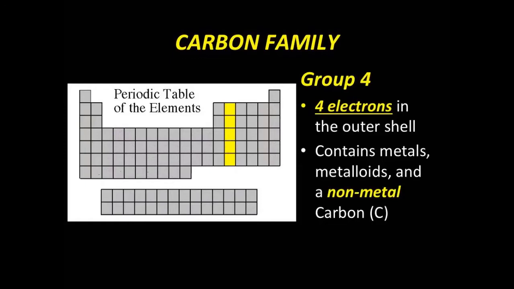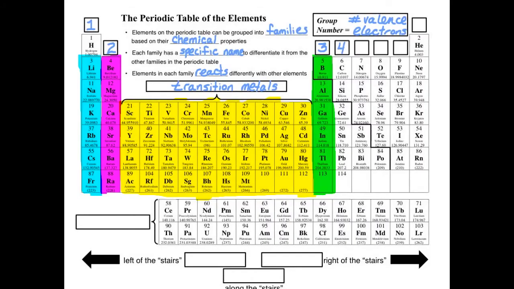Alright, our group 4 contains carbon at the top, hence it gets the name carbon family, but again, not very commonly used. Group 4s have 4 electrons in their outer shell, or that is to say 4 valence electrons. And as we're going to see, it contains metals, metalloids, and the nonmetal carbon. We're going to actually divide up our periodic table in a little bit to show you how those differentiate themselves. Alright, let's fill in our periodic table notes and add some color here.